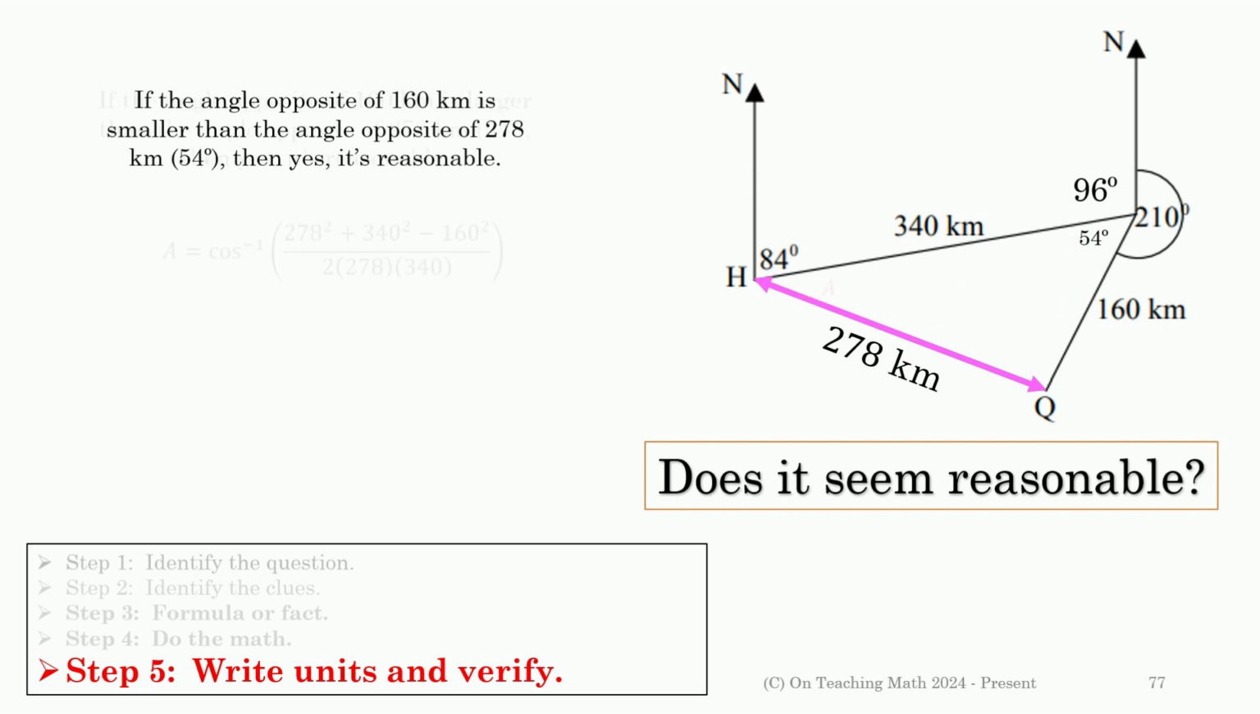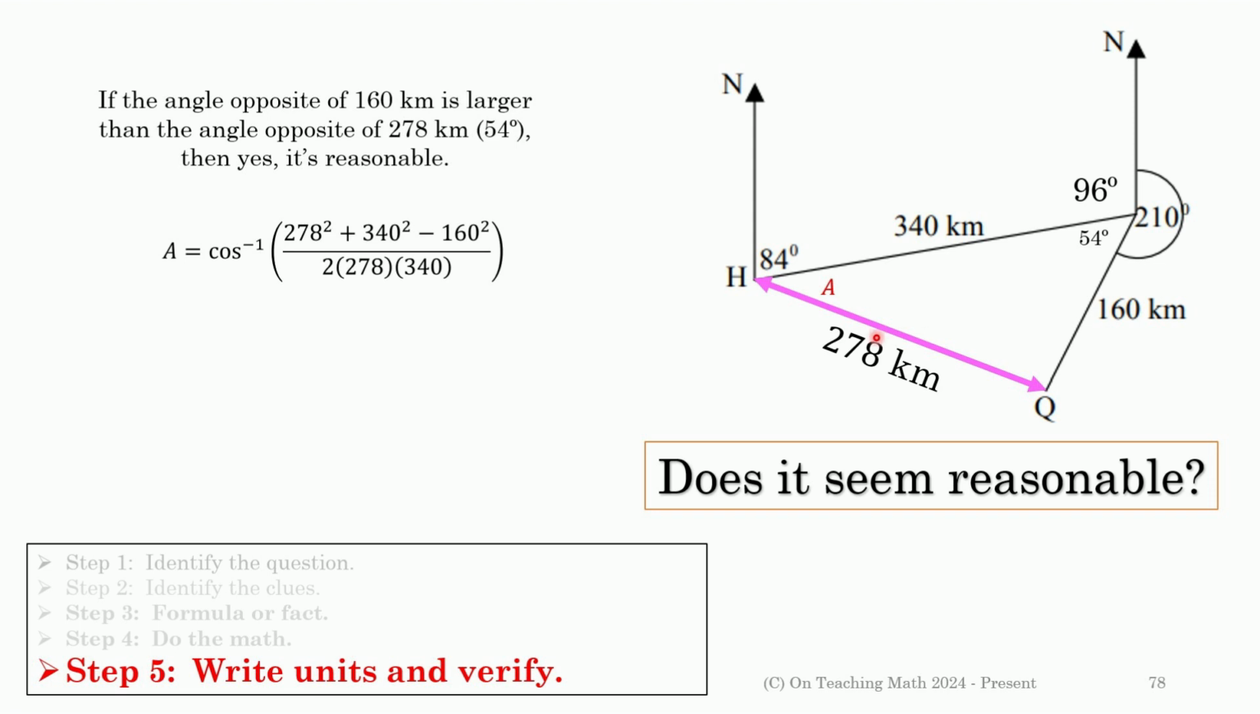But I decided for this case, we're going to use the cosine rule for the missing angle. It doesn't really matter which one you use. You're going to get the same answer either way. So we plug in the numbers, do the math. We're going to find out that this angle right here, A, is 28 degrees. That is significantly smaller than 54 degrees. And 54 is opposite 278. 28 is opposite 160. That seems like a very reasonable answer.